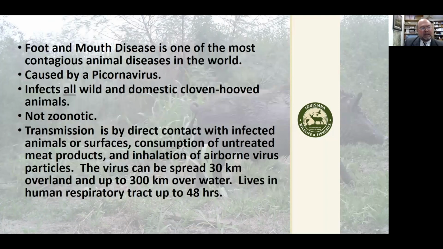Foot and mouth disease. So foot and mouth disease is one of the most contagious animal diseases in the world. It's caused by a virus. This one's a little different in that it infects all wild and domestic cloven-hooved animals. So a cloven-hooved animal has two toes. So that's pigs and deer and cows and sheep and goats and elk. You can go on down the line. So if they have two toes, this disease will affect them.